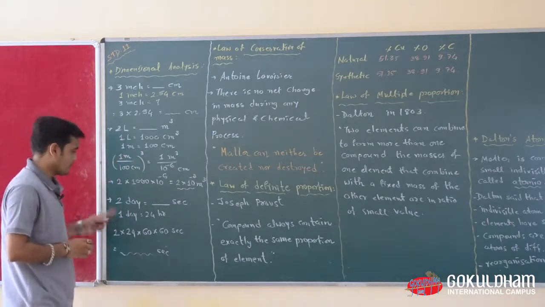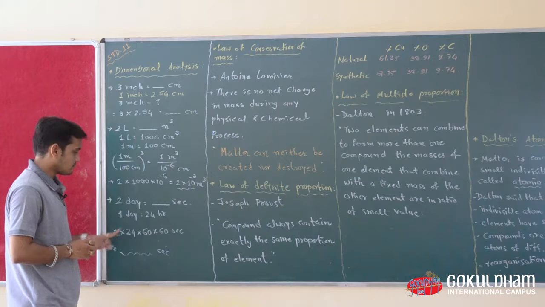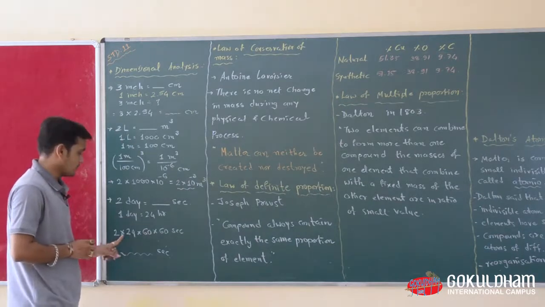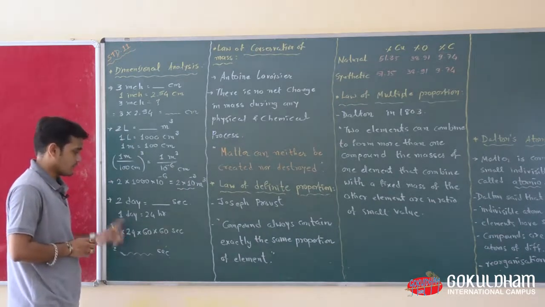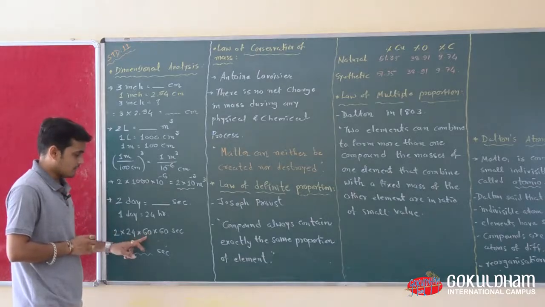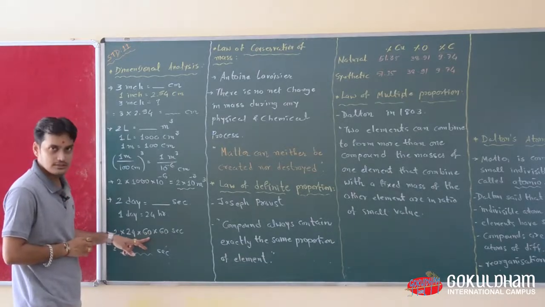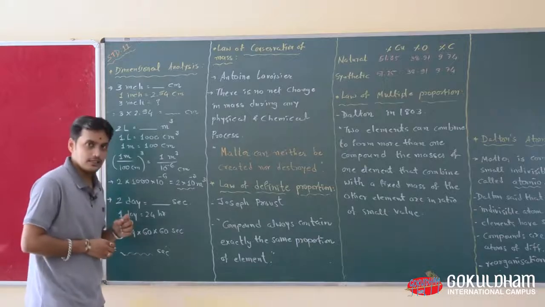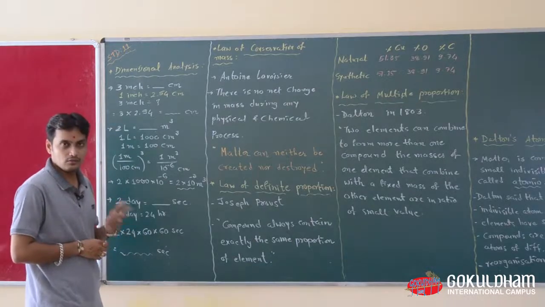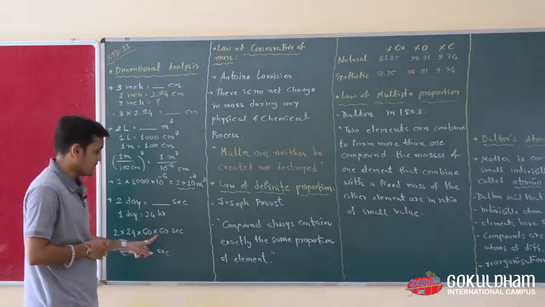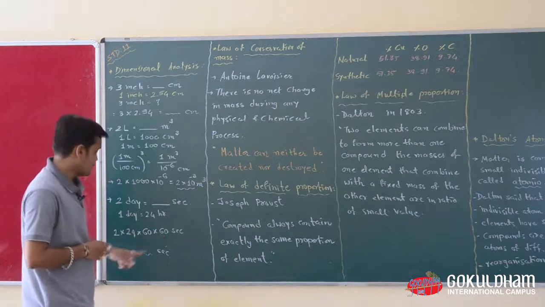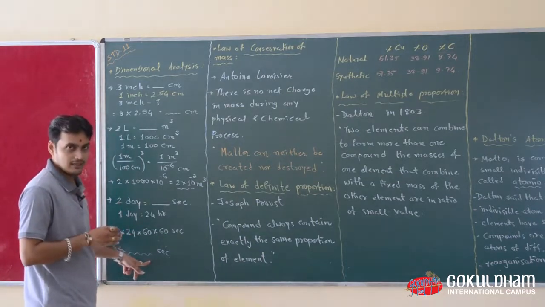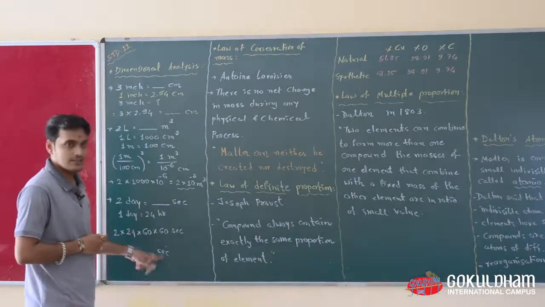What we did here: 1 day contains 24 hours, so 2 into 24. After that 1 hour is equal to 60 minutes, so we multiply by 60, and 1 minute is converted into 60 seconds, so we multiply by 60 again. So you will get the total answer of nearly 1,72,000 seconds.